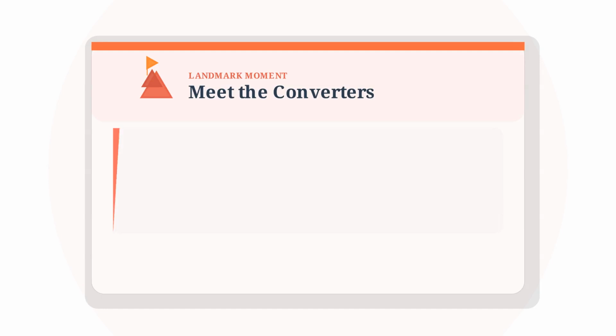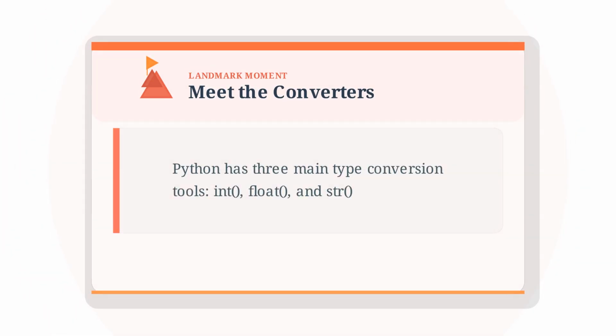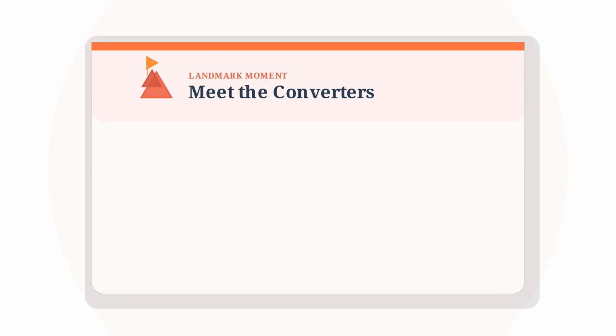Meet Python's three transformation heroes. Int converts things to whole numbers, float converts to decimal numbers, and str converts anything to text. These three tools can transform data from one type to another like magic.